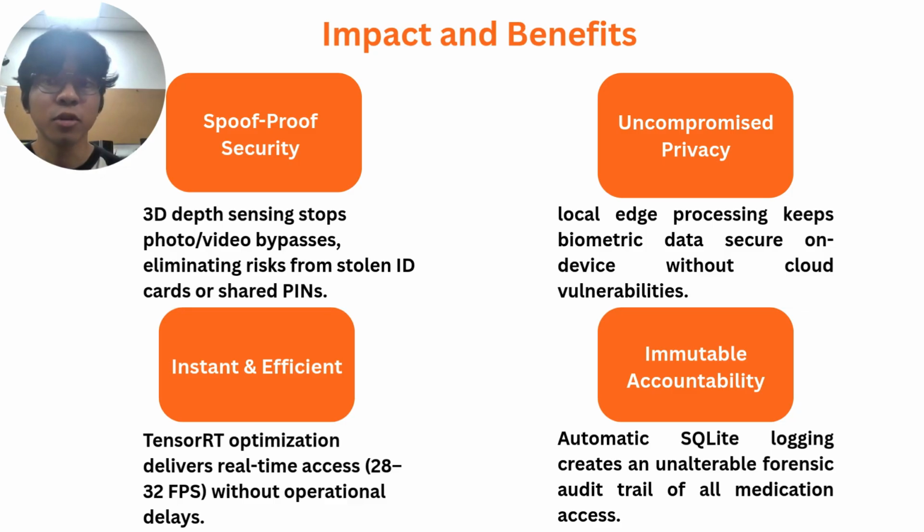The system delivers four key benefits: spoof-proof security. The 3D depth sensing eliminates the risk of stolen ID cards or shared PINs entirely. Secondly, uncompromised privacy. Biometric data is processed and stored locally on device with no cloud exposure. And thirdly, instant and efficient. The TensorRT optimization delivers real-time processing at 28 to 32 frames per second, ensuring zero operational delay. And finally, immutable accountability. Every access event is automatically logged in SQLite, creating a forensic audit trail that cannot be altered.